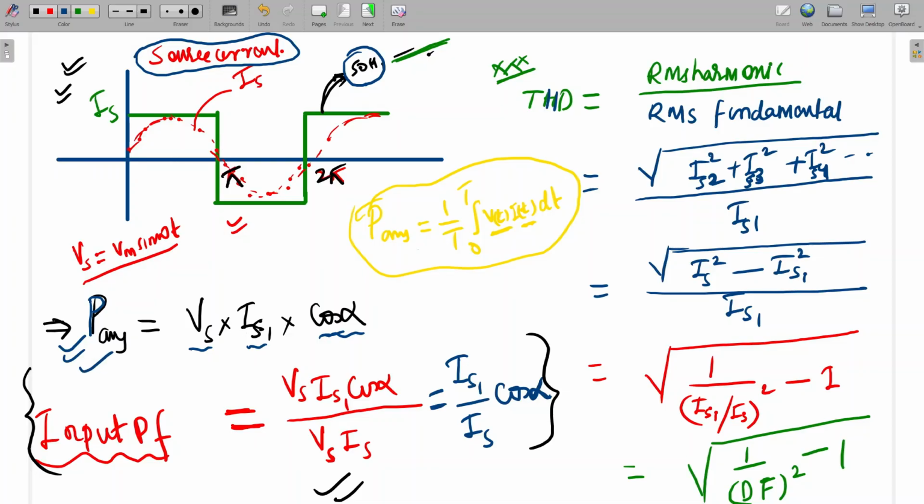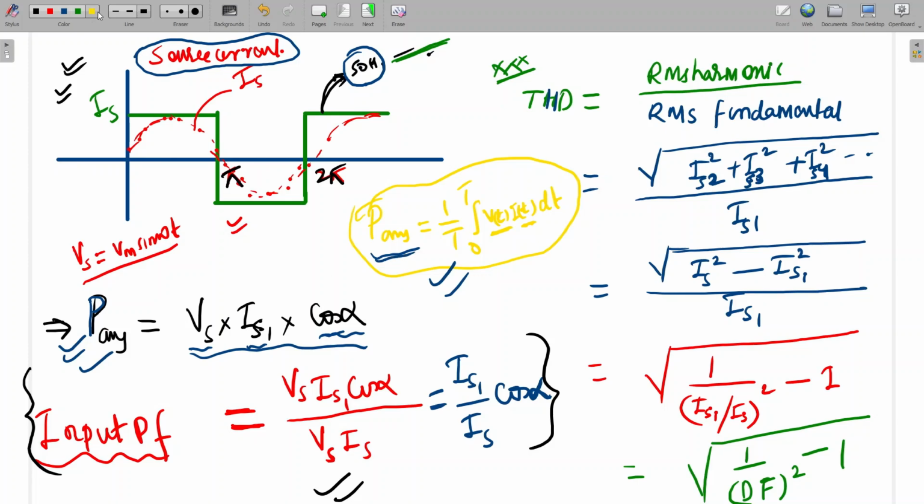Why are we considering the fundamental only? Because only the fundamental contributes the power; the other components will not contribute the power. That's why we are considering this one, because with this equation we have observed that the average power is 0 for different frequency components.